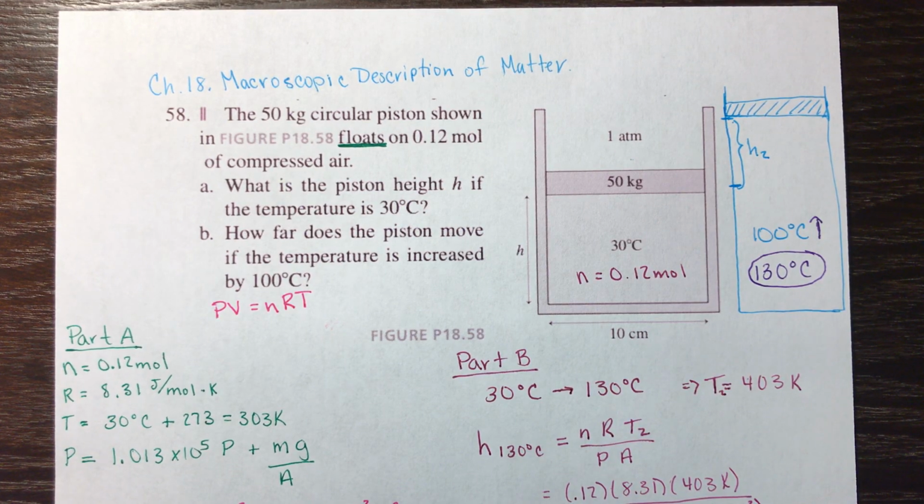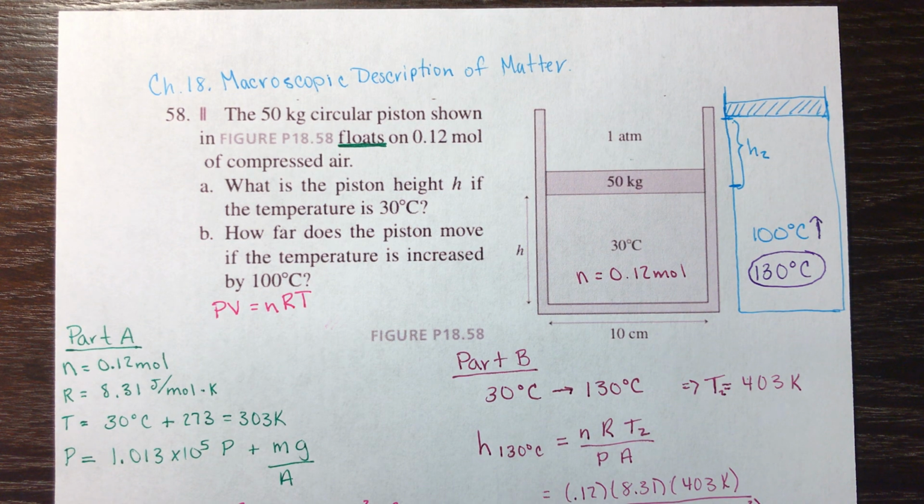Hey guys, this is Monica and today I'm going to be going over problem 58 from chapter 18. The question here reads, the 50 kilogram circular piston shown in the figure floats on 0.12 moles of compressed air.